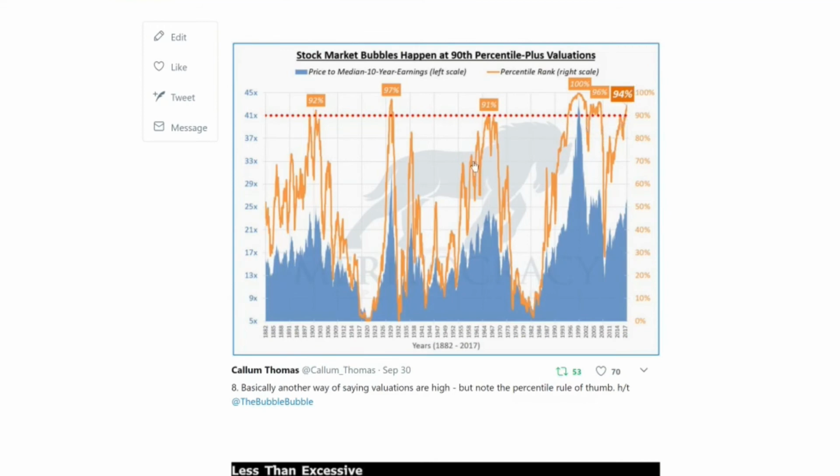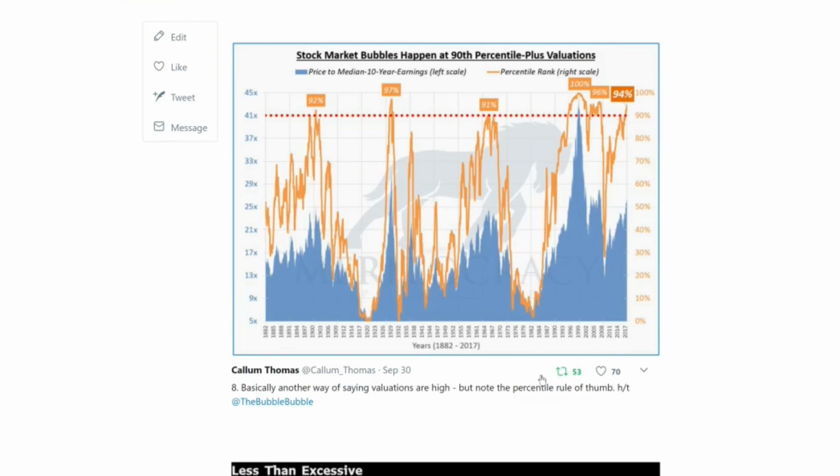The orange line there is a unique way of looking at it. It's a percentile rank, so it ranks it against history. And the experience has been that whenever it gets over the 90th percentile, it's typically in very overvalued or bubble territory. So technically that would put the current environment in bubble territory.